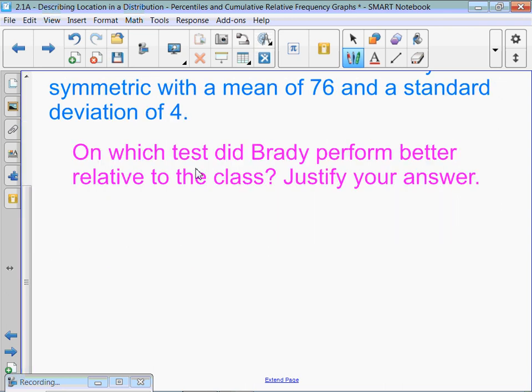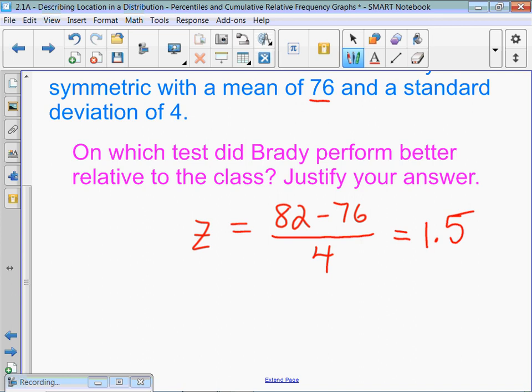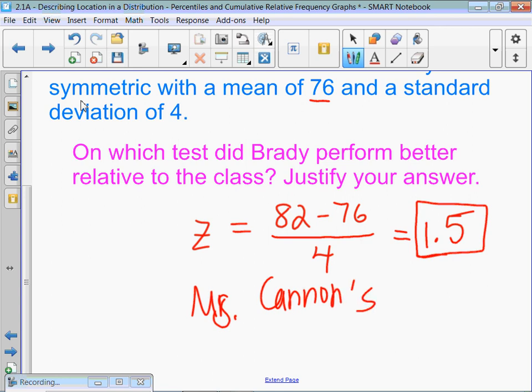So this time he got an 82, and I'm going to find the z-score, my data point. And we're subtracting the mean. Well, the mean in Miss Cannon's class was a 76, and the standard deviation was 4. And we get a z-score of 1.5. So on which test did Brady do better relative to the mean, you guys? Miss Cannon's. Even though he got a lower score, he's 1.5 standard deviations above the mean. So he did better in Miss Cannon's class relative to the average.